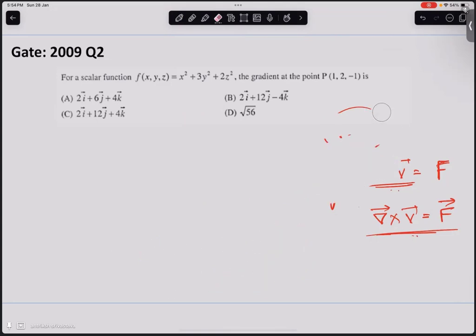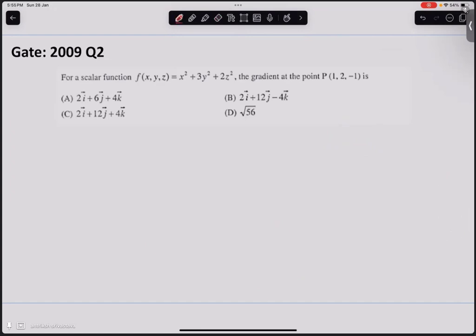So let's read this question. Question number 3 for today, GATE 2009 question number 2. For a scalar function f of x, y, z equal to x square plus 3y square plus 2z square, the gradient at the point P(1, 2, minus 1) is. So when they are asking us the gradient at that point, basically they are asking what is going to be the value of this expression when you substitute the value of x, y, z as 1, 2 and minus 1 respectively.